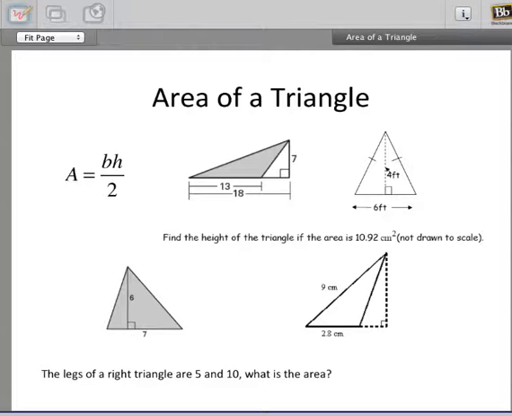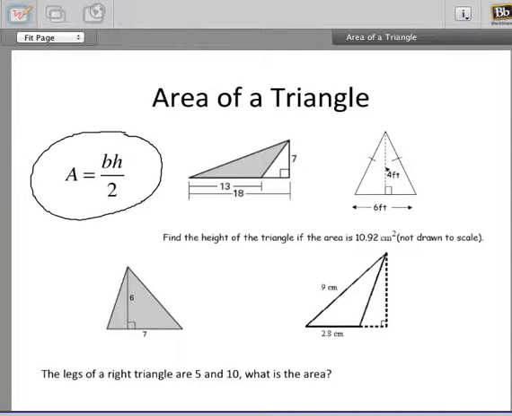Triangle, you guys have the formula given to you. Let me grab a pen real quick. I'm going to give you a formula chart for your midterm coming up, and it will have the area of a triangle formula on it.